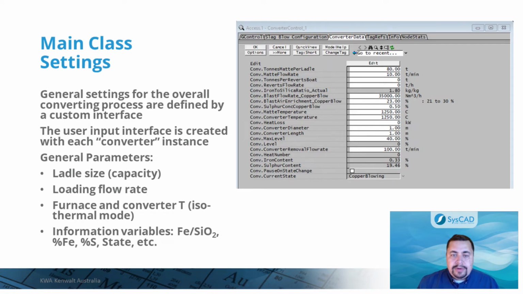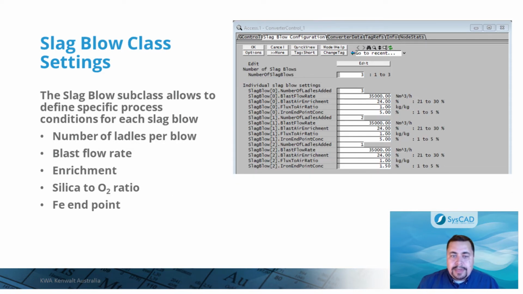Here is a view of the main converter class page generated by the PGM code. In this page, general process settings are set, for example, the size of the mat ladles, process temperature, flow rates, etc. Also, information variables can be displayed such as actual iron to silica ratio, percentage iron and sulfur in mat or blister, process state, etc. The slag blow subclass has its own page, where specific parameters for each slag blow can be defined. In this example, settings for a converter cycle with 3 slag blows are shown.